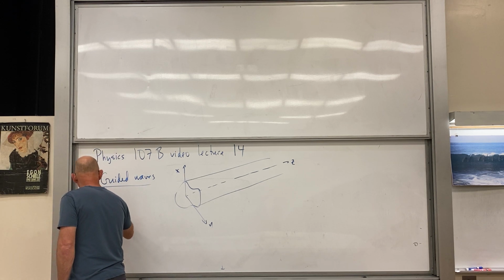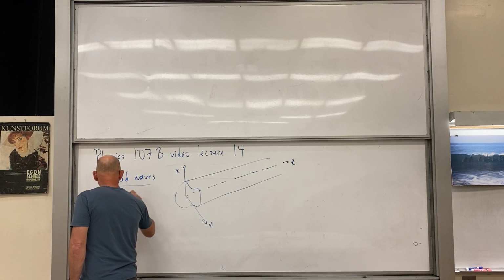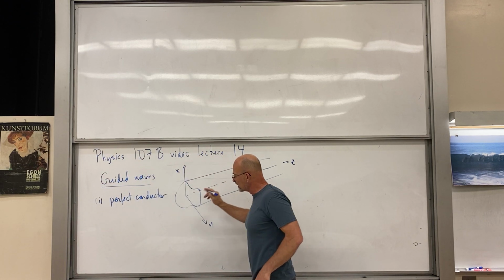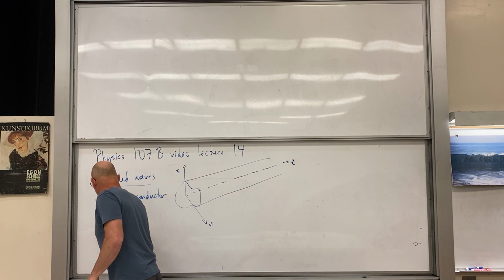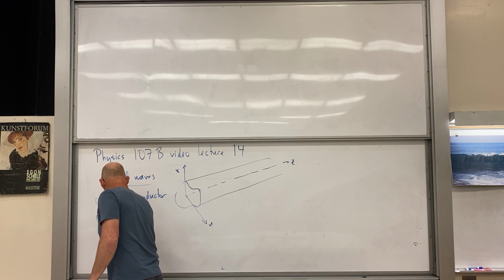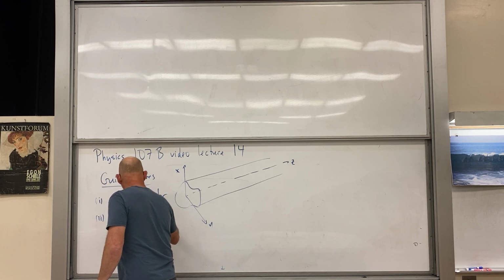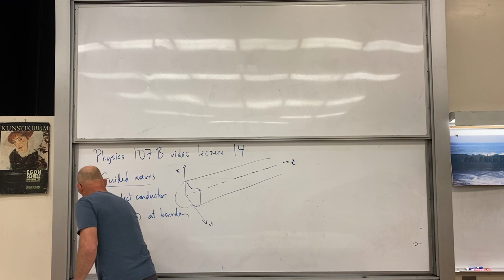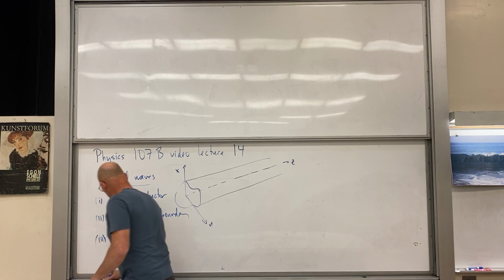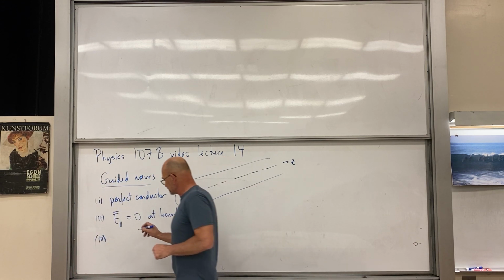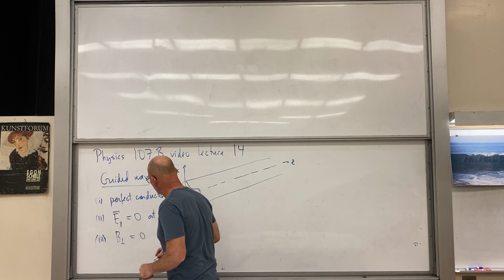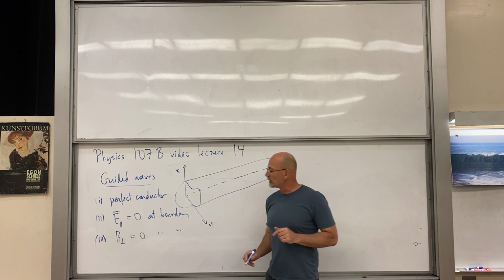So first of all, we have a perfect conductor. This channel is a perfect conductor. The boundary conditions are now that the parallel E field equals 0 at the boundary, and the perpendicular B field, B perpendicular, equals 0 at the boundary. And finally, all three components are possible.